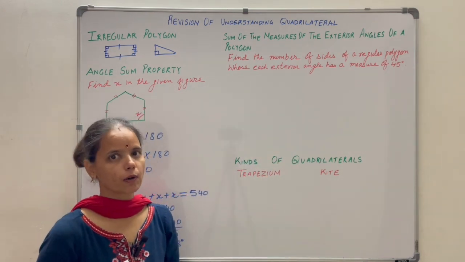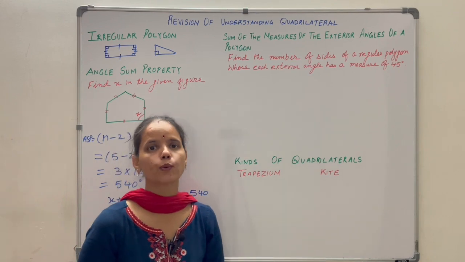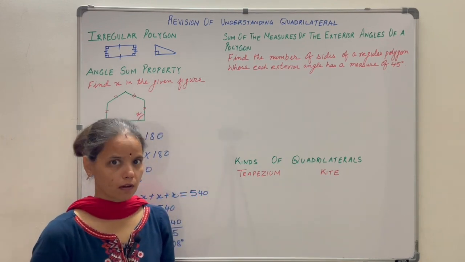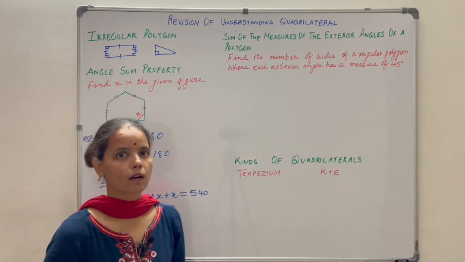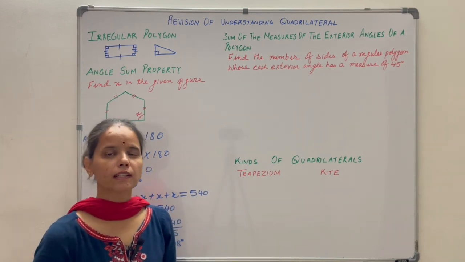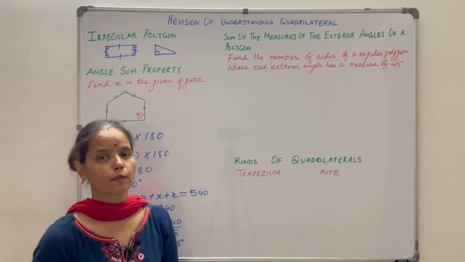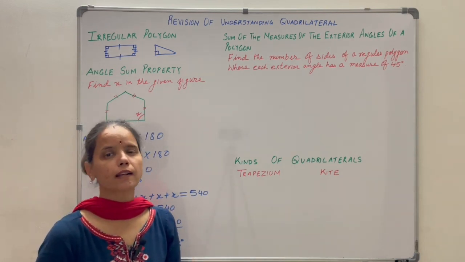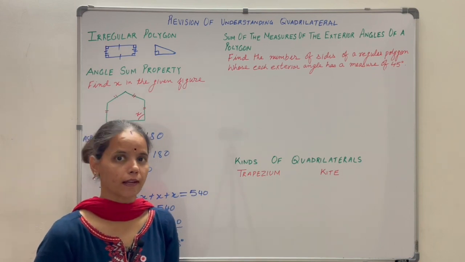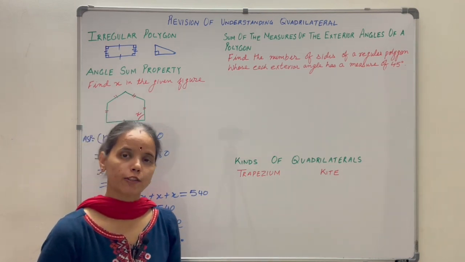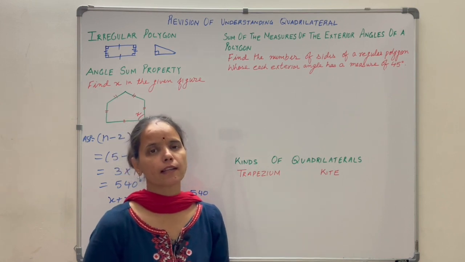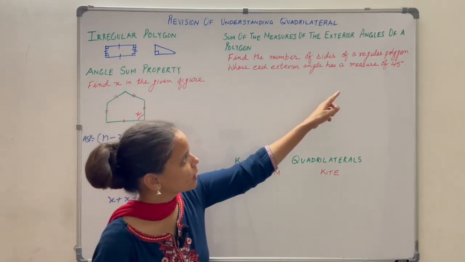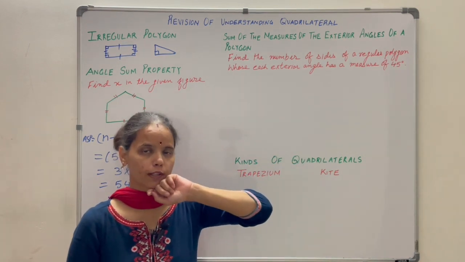So it's a regular polygon. That means all the sides are equal, all the angles are equal, and here the number of sides, number of interior angles and number of exterior angles is the same. If there is a three-sided polygon, a triangle, you have 3 interior angles, 3 exterior angles and 3 sides. Pentagon means 5 interior angles, 5 exterior angles and 5 sides. So here they have given you the measure of each exterior angle is 45 degrees.